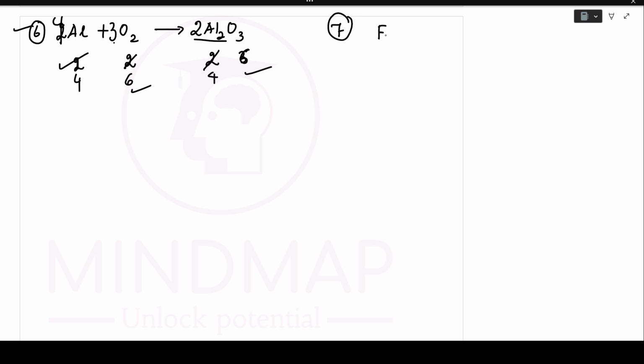Fe plus H2O will give Fe3O4 plus H2. Okay. Now here again we have more than 2 elements, so we will write here Fe, H and O. Okay. Fe here is 1. On the product side we have 3. So we will write here 3, और यहाँ पर 3 और 3 iron को balance कर दिया.